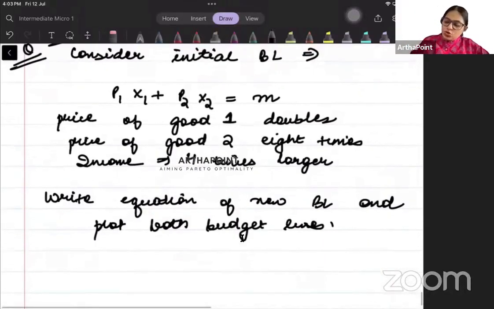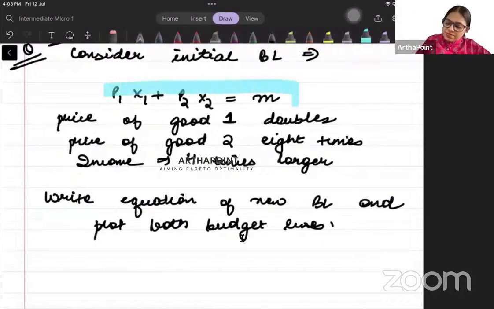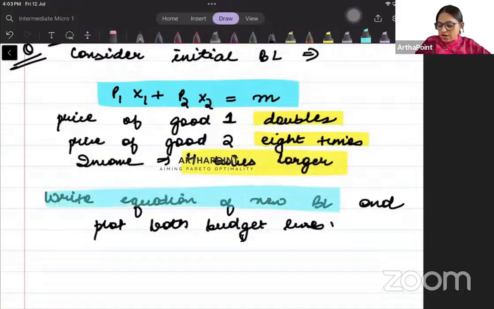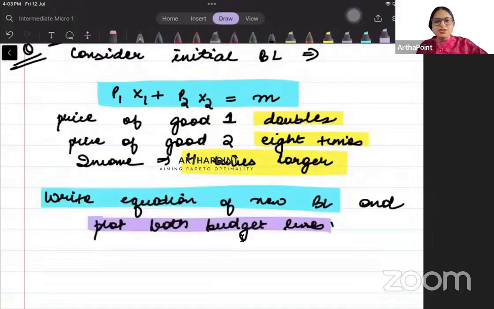Homework question, beta. You are given P1 x1 plus P2 x2 is equal to the income of the consumer. The price of good one is doubling, the price of good two is becoming 8 times, and income is becoming 4 times larger. You need to write the equation of the new budget line and also plot both budget lines. I will discuss this in the next lecture. Try to do this on your own.